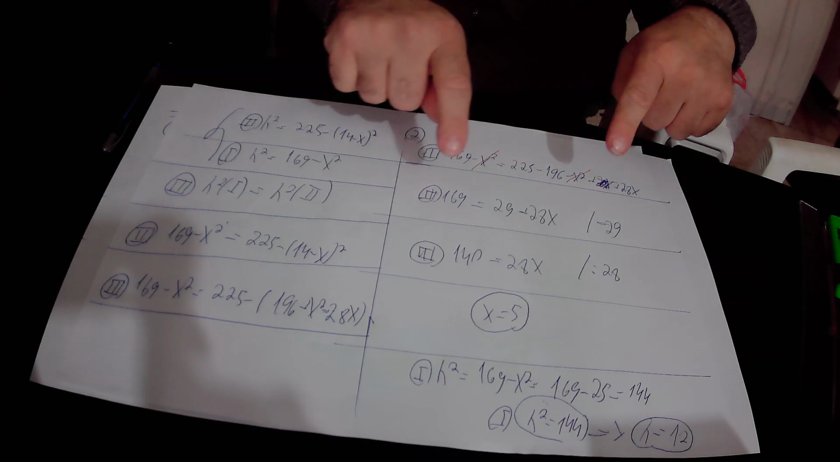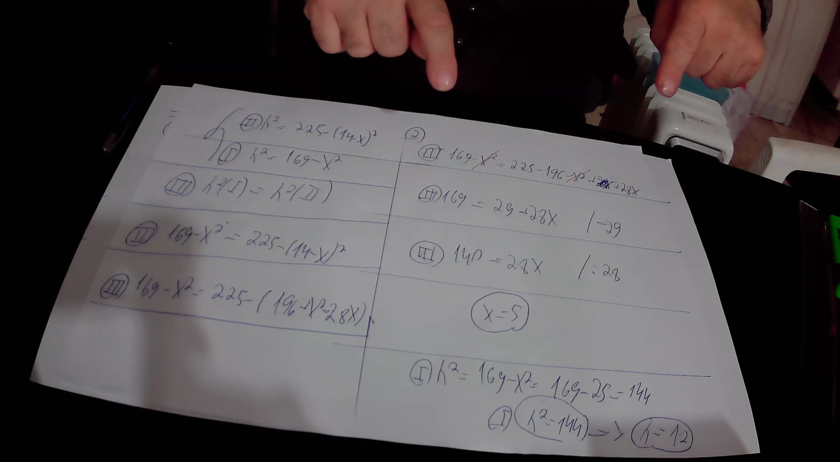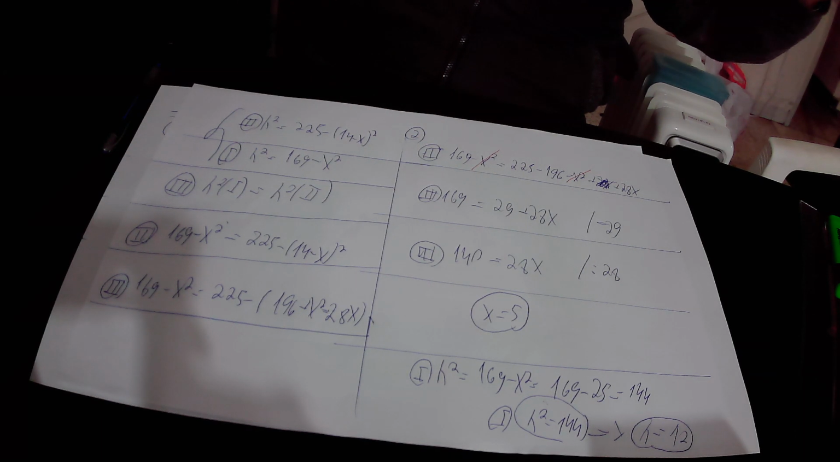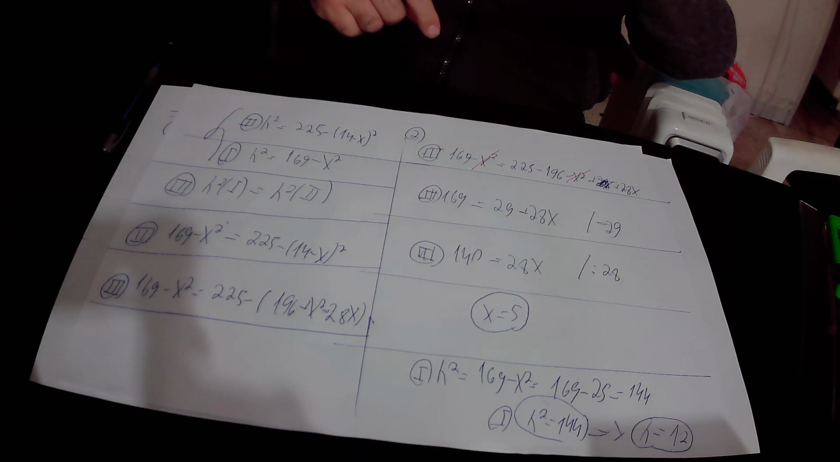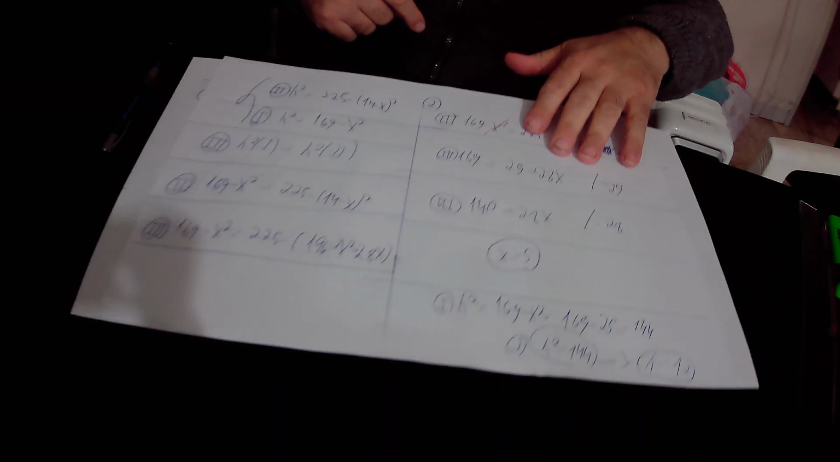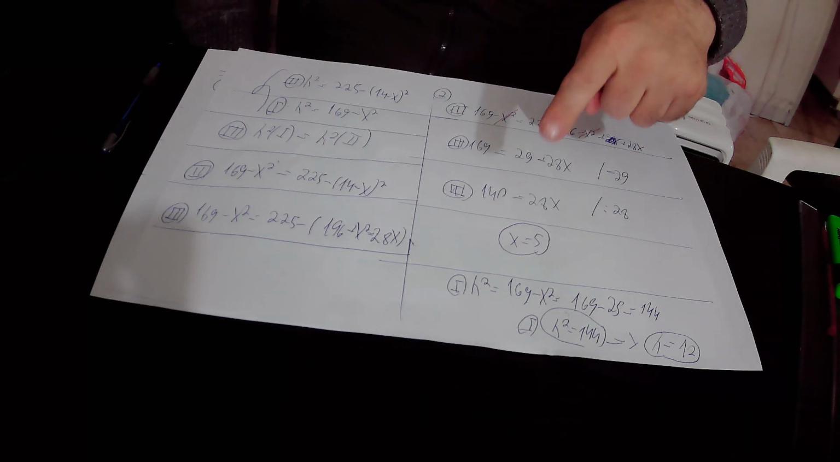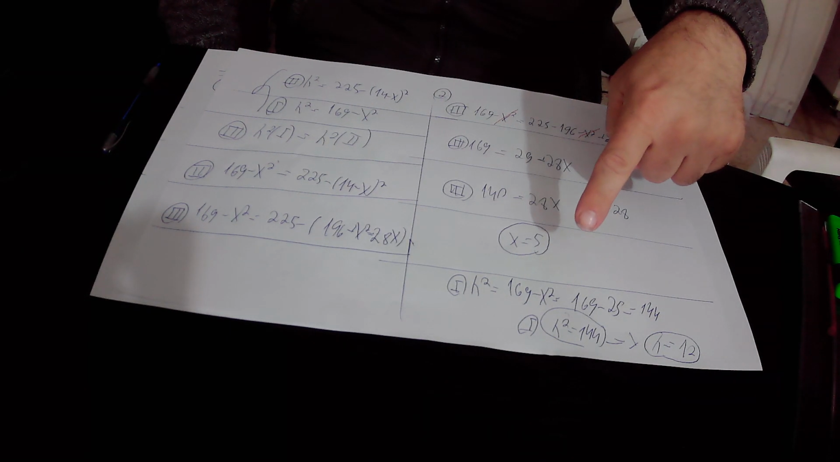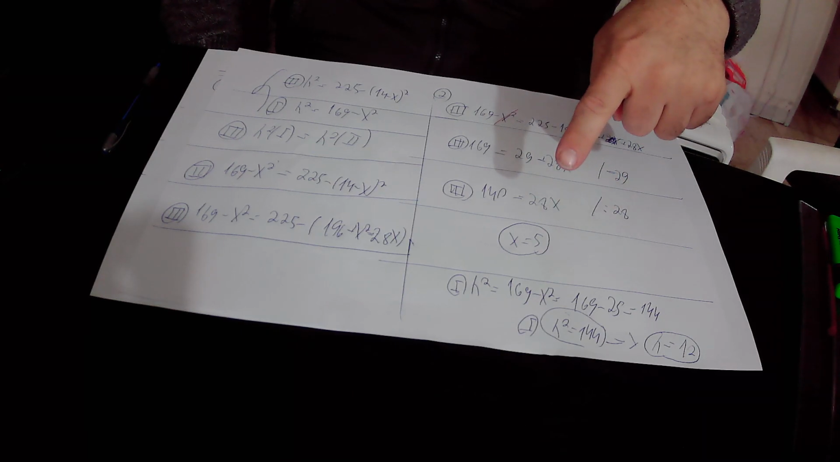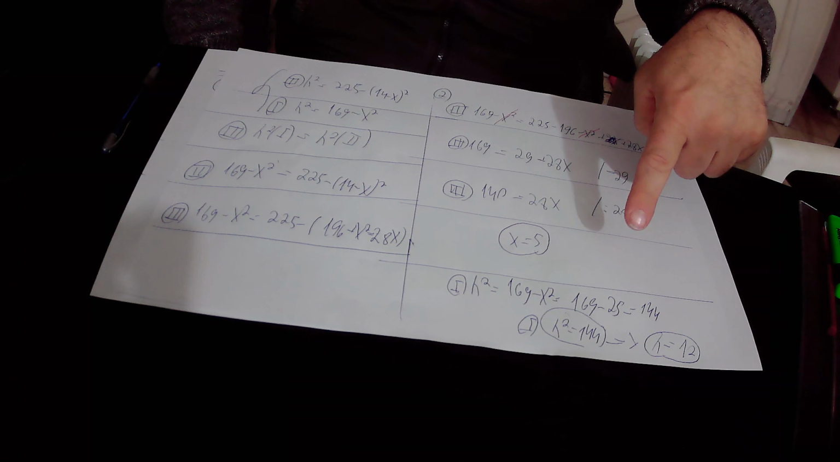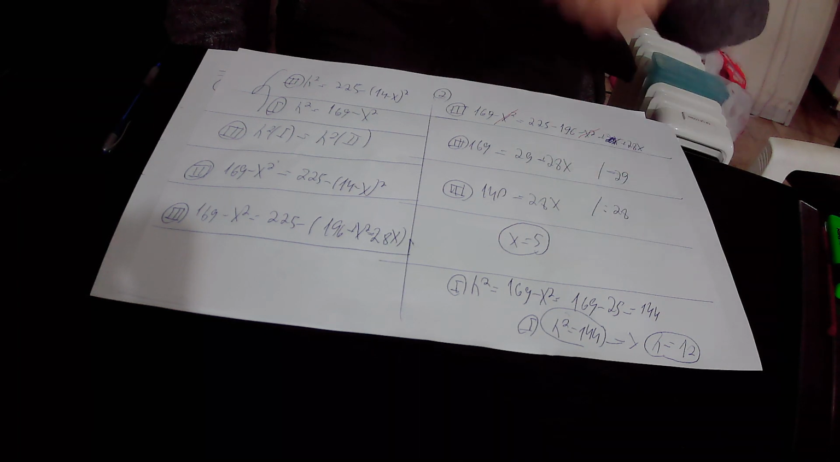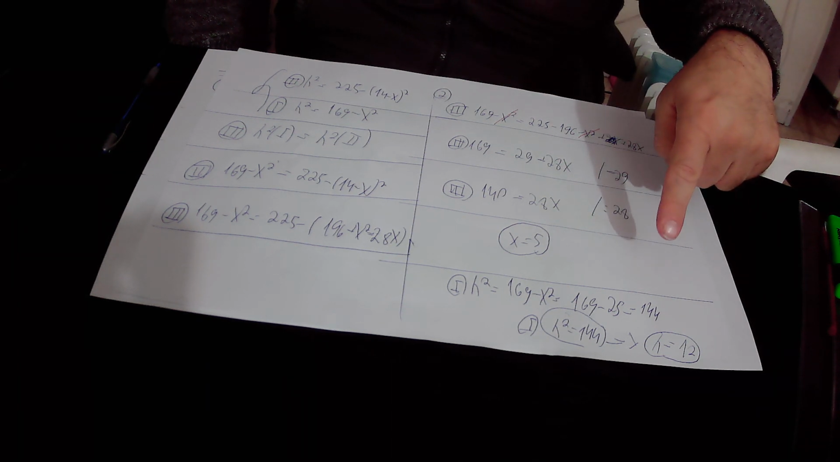Here we divided equation number 3 by 28, and finally found that x equals 140 over 28, that is 5. So x equals 5. Then we have equation number 1 that states that x squared equals 169 minus x squared. That is to say, according to equation number 1, x squared equals 169 minus x squared, but x is 5, therefore x squared is 5 squared, that is 25.